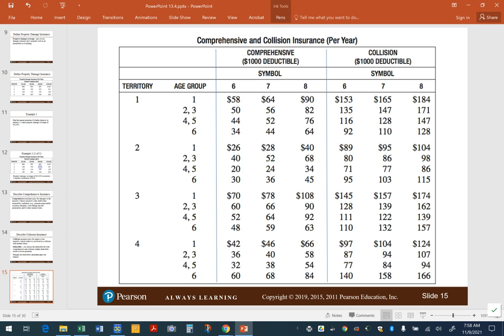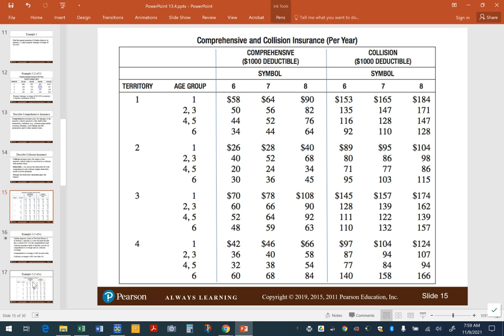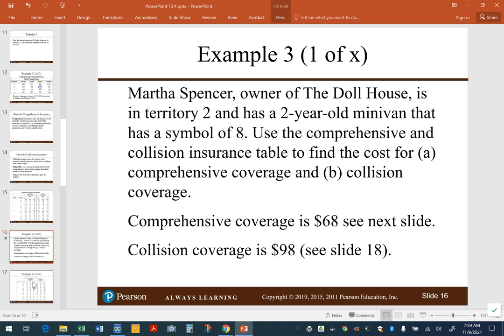So that's how you read that table. This is probably the trickiest table on the auto insurance thing. So make sure you understand that it's divided like that. And I'll give you guys printed copies of these tables once I get back.